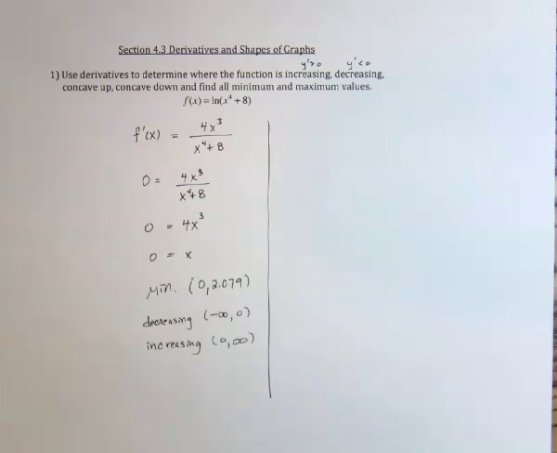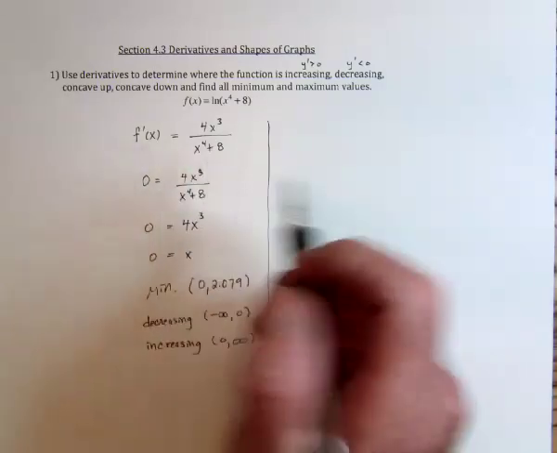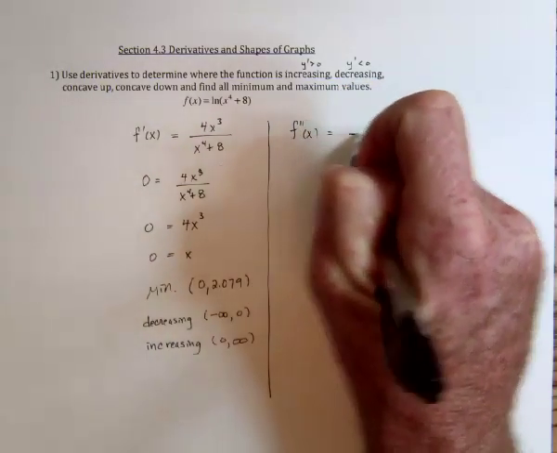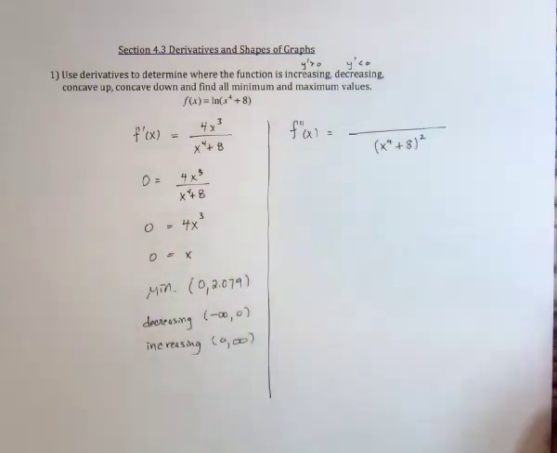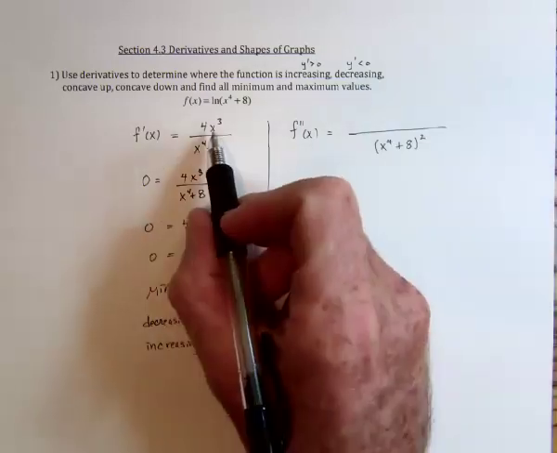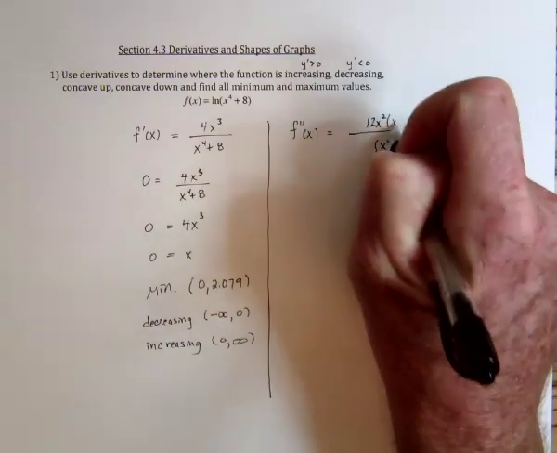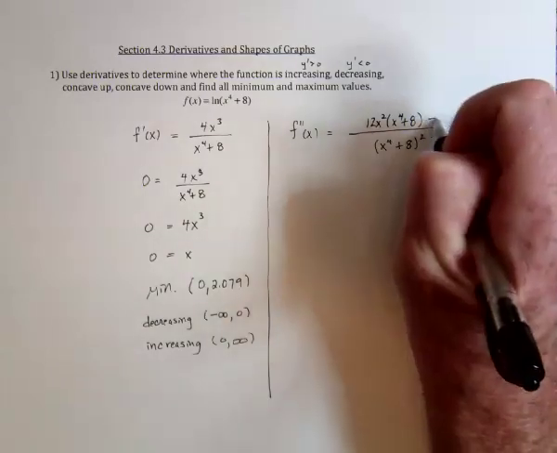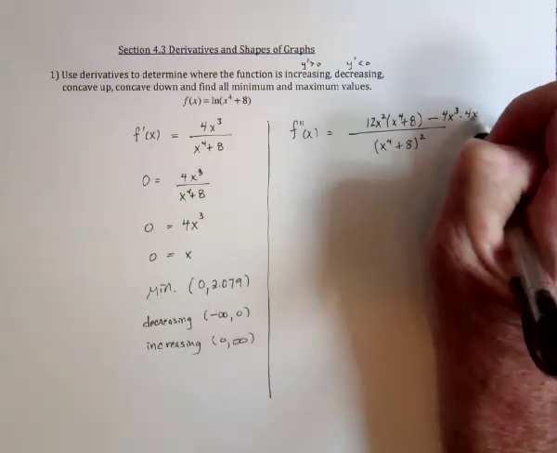Next, where is it concave up and concave down? So for that, we need the second derivative. This is going to be a little more challenging because we need to use the quotient rule. And by challenging, I mean fun. So the denominator is squared. Then take the derivative of the numerator. Leave the denominator alone. Minus, take the derivative of the denominator and leave the numerator alone.